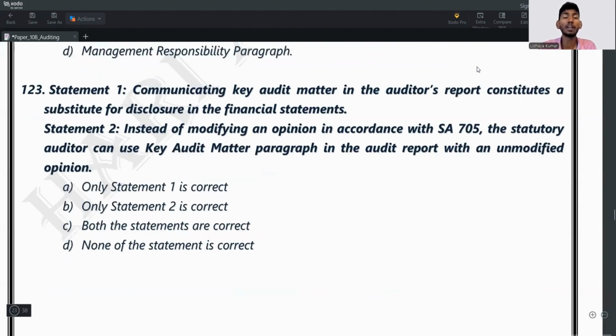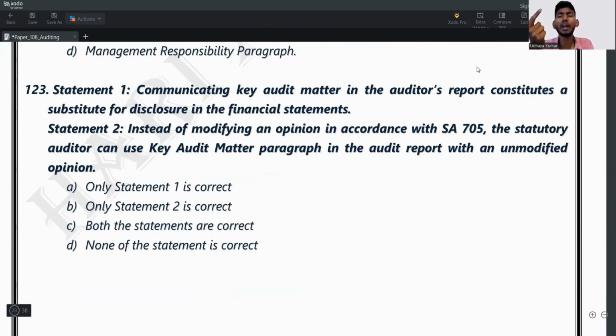So moving to question 123. There are two statements here. We have to state which is correct and which is incorrect. There are four options given. Statement 1: communicating key audit matters in the auditor's report constitutes a substitute for disclosure in the financial statements. Statement 2: instead of modifying an opinion in accordance with SA 705, the statutory auditor can use a key audit matters paragraph in the audit report with an unmodified opinion. How come? If there is a modified opinion, you must give a modified opinion. Communicating key audit matters in the auditor's report is not a substitute for disclosure, right? So none of the statements is correct. Option D is the correct option.